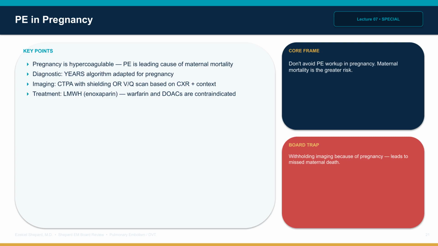Treatment is low molecular weight heparin. Warfarin is teratogenic and the direct oral anticoagulants are contraindicated in pregnancy. The board concept is that PE evaluation should not be avoided in pregnancy. Maternal mortality is the greater risk.